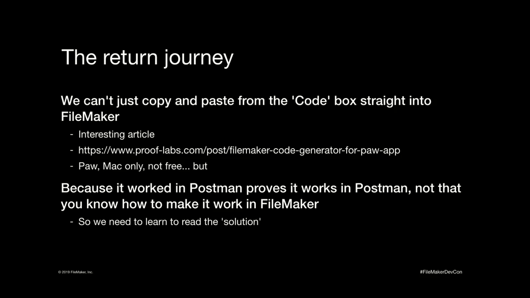For those who want interesting diversions, Ernest and the guys at Proof Group have written a blog post about an alternative tool called Paw, and because of the way it's structured and what they can do with it, they've worked out how to use the requests to create code that will write the FileMaker script steps for you. It's a really interesting article, but it's Mac only and it's not free, so probably not attractive to most of us. But I put it there just for reference.